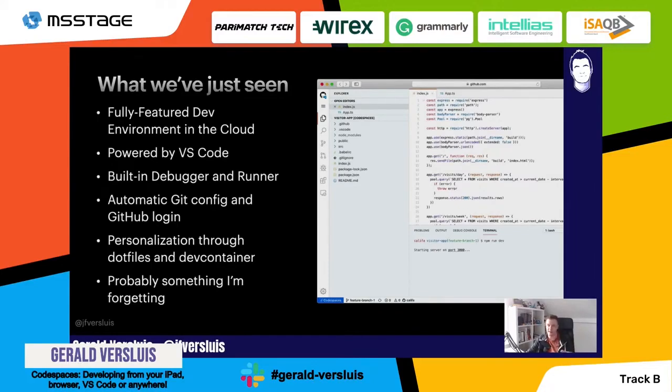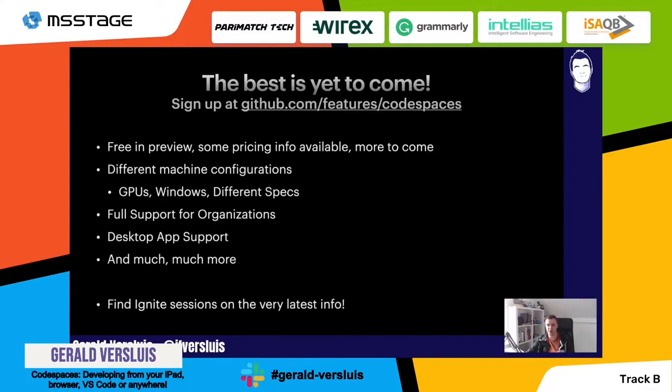That will just be in there, and you will be able to open that pull request, maybe install that GitHub CLI that was recently launched, pull that in with the Docker file or your dot files, and you can do it from here. Personalization through the dot files and dev container, probably some other stuff that I'm forgetting. So the awesome port forwarding that's in there, and much more. So the best is yet to come.